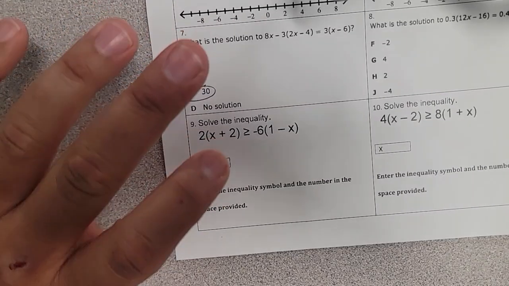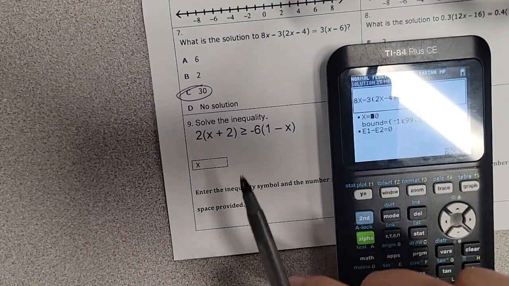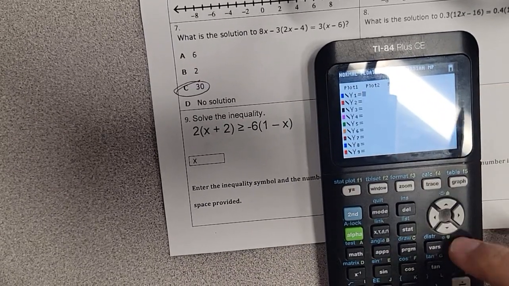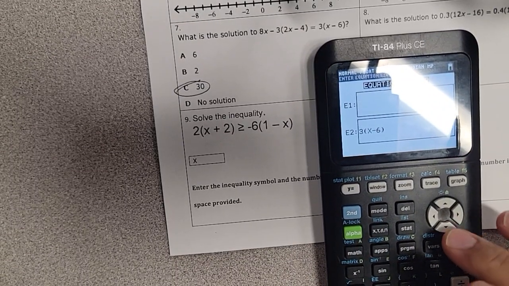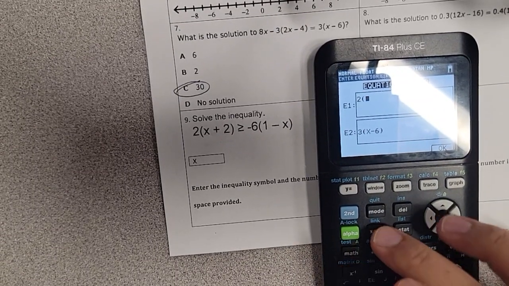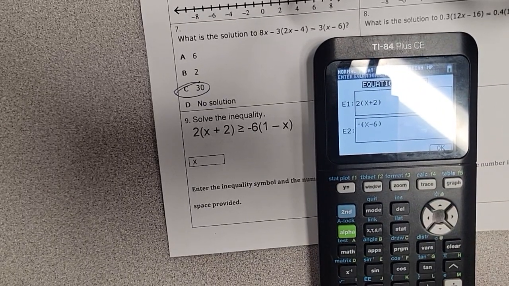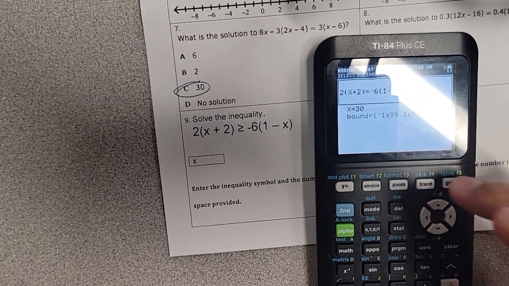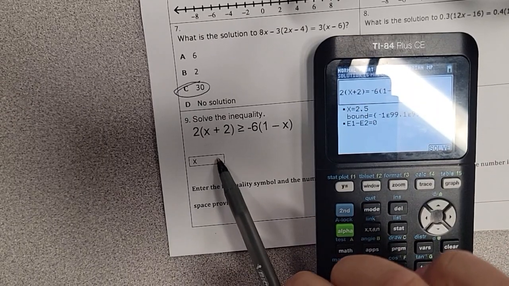All right, now for this one, we're still going to use both the numeric solver and the y equals. I'll show you how. So I'm going to go to numeric solver again. I have 2 parentheses x plus 2. I'll move down here. I'm going to put negative 6 parentheses 1 minus x parentheses, graph, graph. So 2.5 is the number that goes here.